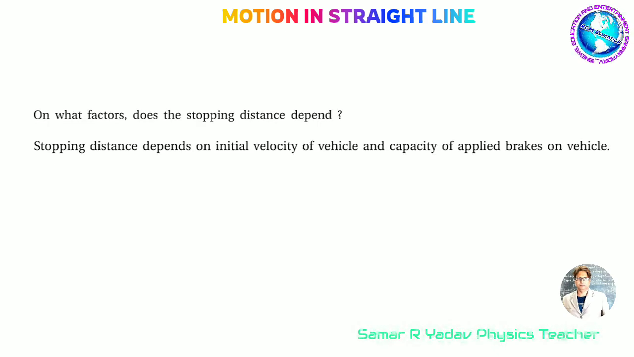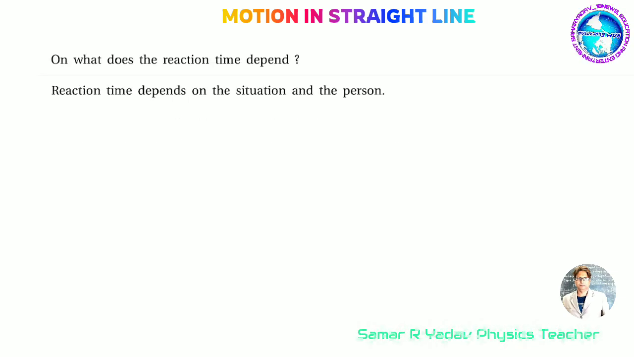On what factors does the stopping distance depend? Stopping distance depends on the initial velocity of the vehicle and the capacity of the applied brake on the vehicle. On what does the reaction time depend? Reaction time depends on the situation and the person.